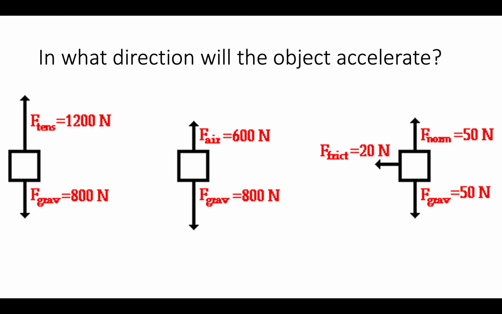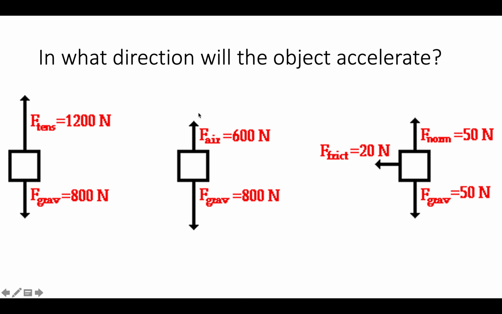Okay, so let's look at these diagrams real quick and see which direction the object is accelerating. In our first one, we have the force of gravity pulling down, and we have the force of tension pulling up. So this object must be attached to some kind of rope or cable. For example, it could be an elevator. Which force is bigger? The upward force is bigger. So that means the object will be accelerating upwards, and it will have a net force of about 400 newtons upwards. So the acceleration will be upwards.